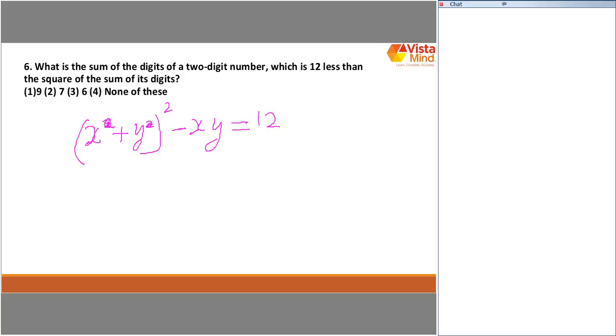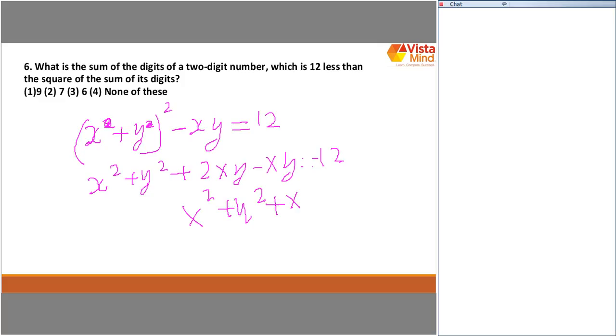Now on opening up the bracket, it becomes x squared plus y squared plus 2xy minus xy is equal to 12. So x squared plus y squared plus xy should be equal to 12.